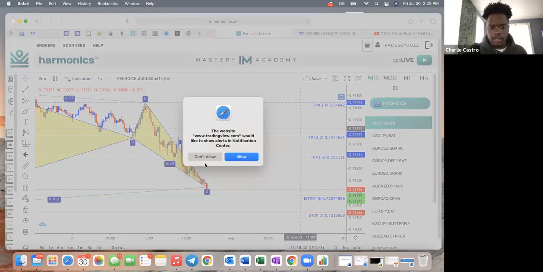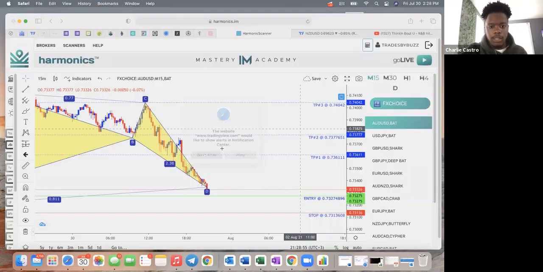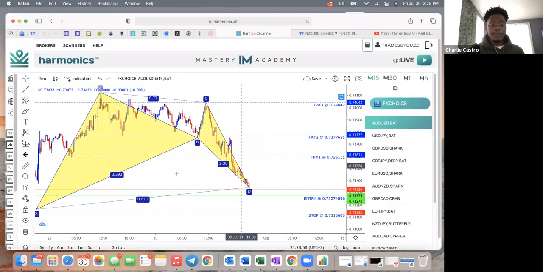Let me see, what does it say? It says don't allow. All right, perfect. So I'm going to talk about the actual breakdown of the harmonic scanner.